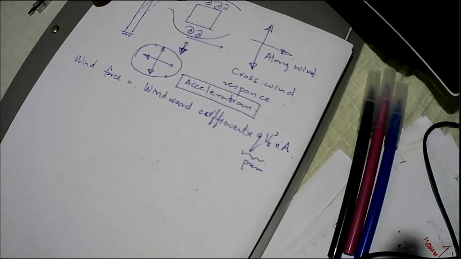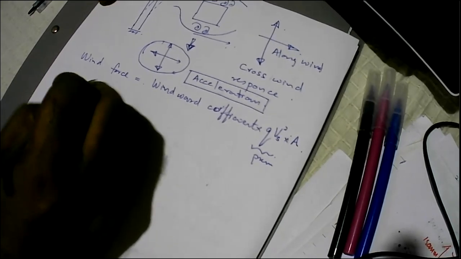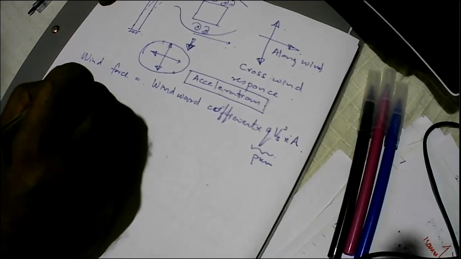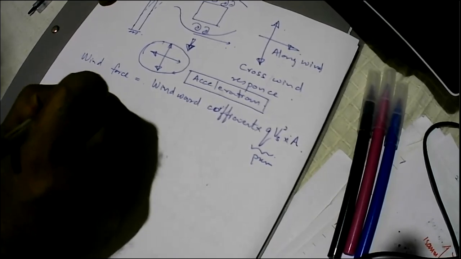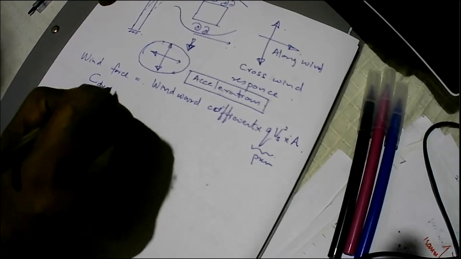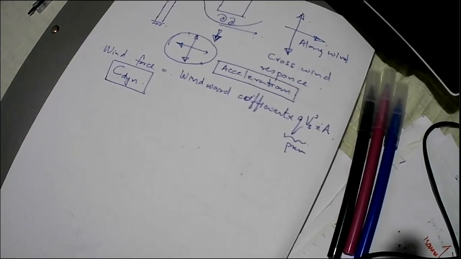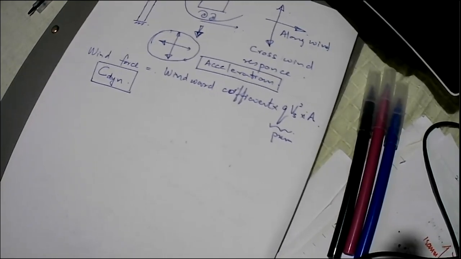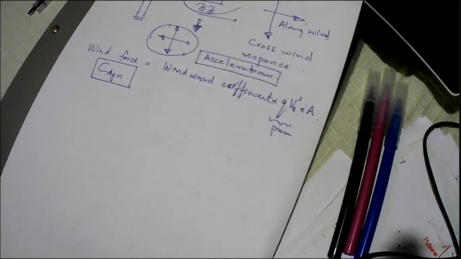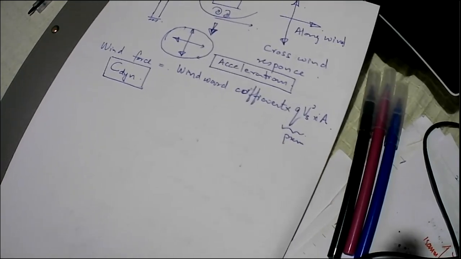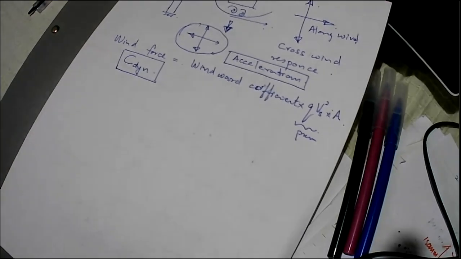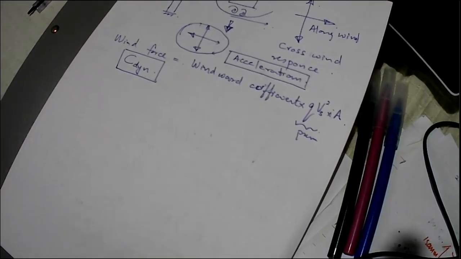But in addition to all this, to take account of the dynamic behavior of buildings under wind conditions, there's an additional coefficient called C dynamic that can be taken into account when we calculate the wind effects.